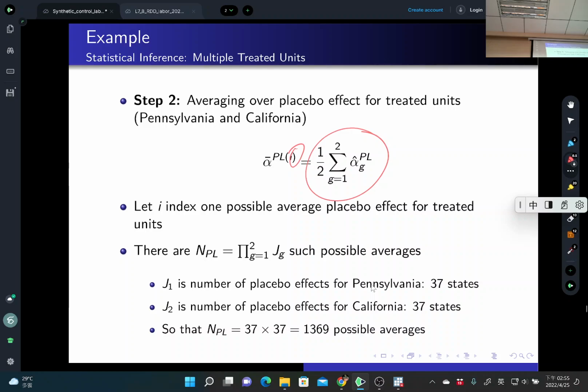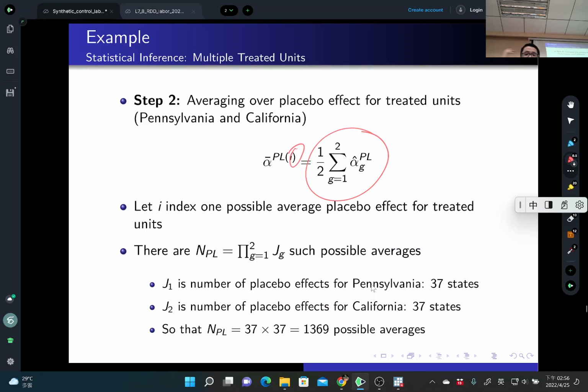For example, first you use New York for Pennsylvania, and the combination you have is New York plus Utah. That gives you one possible placebo average treatment effect. Then New York plus Alaska, New York plus another state, Texas. For each state for Pennsylvania, you need to find 37 combinations. So how many combinations is that? 37 times 37, since only two units get a treatment. The number is around 1,300 possible placebo average treatment effects.